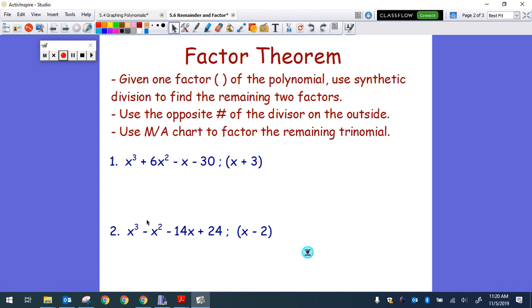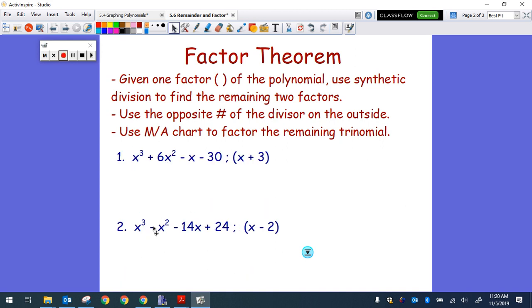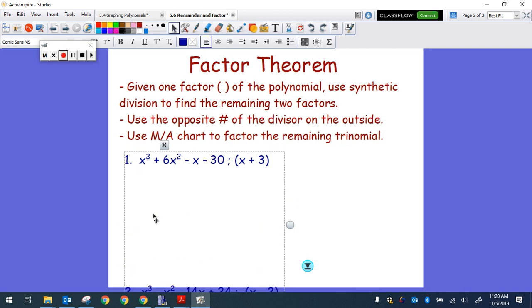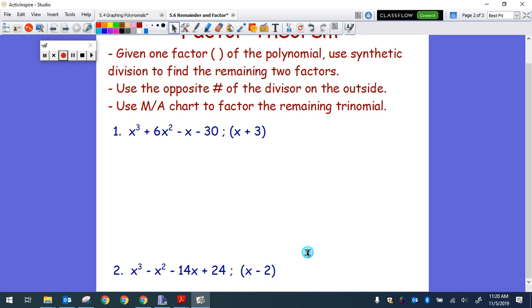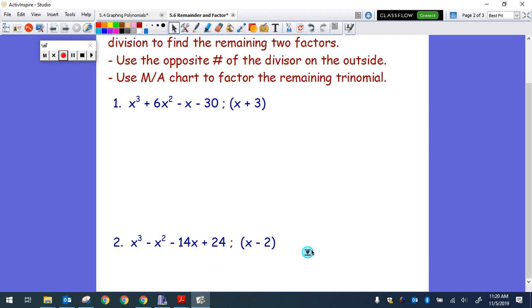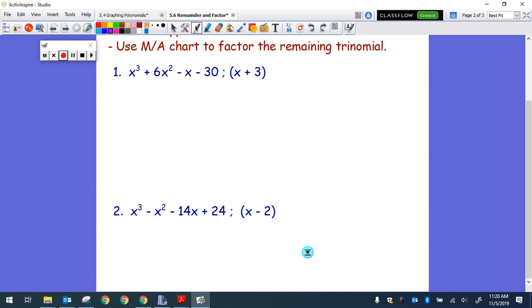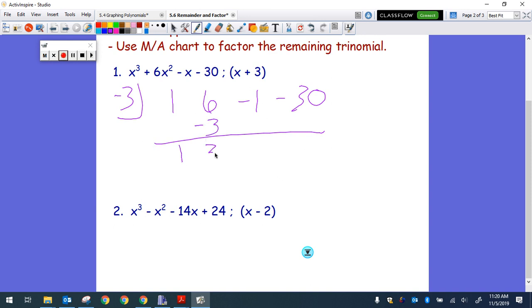All right. Next up, factoring using, same thing, synthetic division. So let's go through this first one. So now we're back to using the opposite. So my half box, I'm going to use a -3. My coefficients are 1, 6, -1, and -30. Bring down your 1, multiply by -3, add those, you get 3, multiply, you get -9, add, you get -10, multiply, you get 30, add, and get 0.